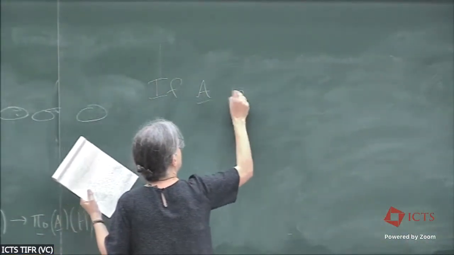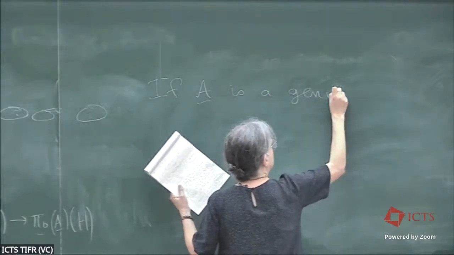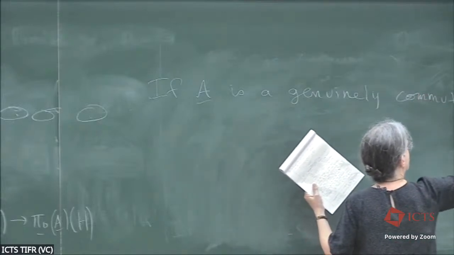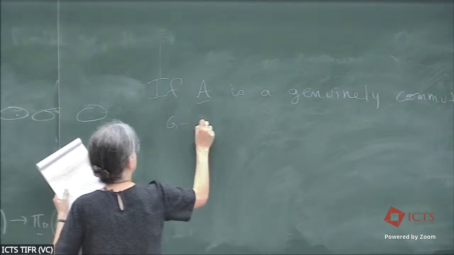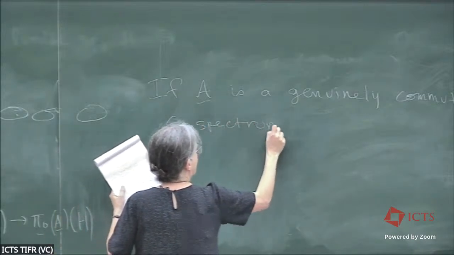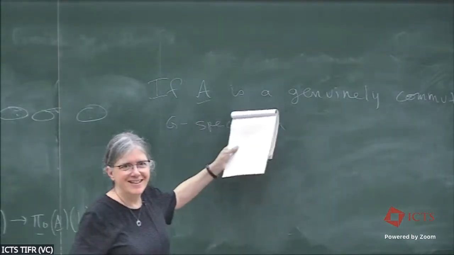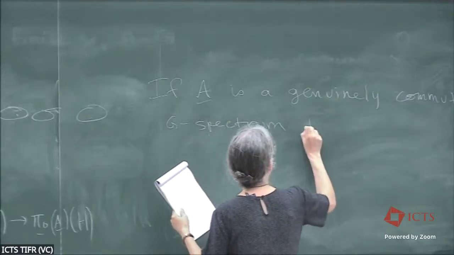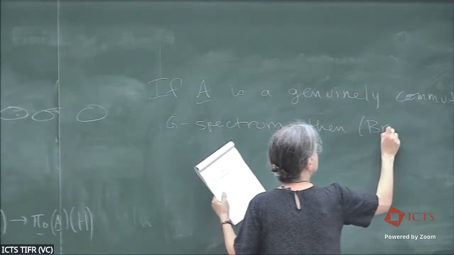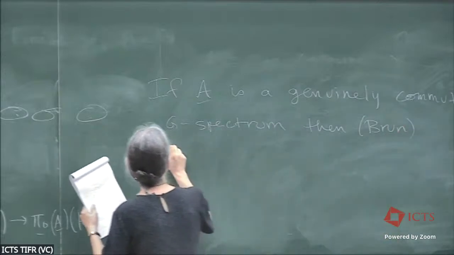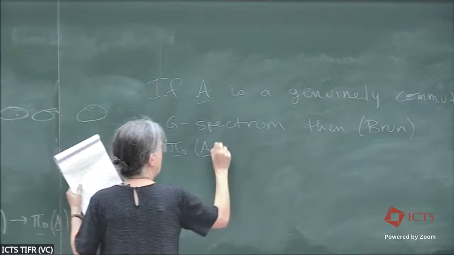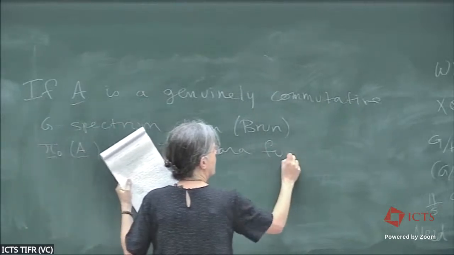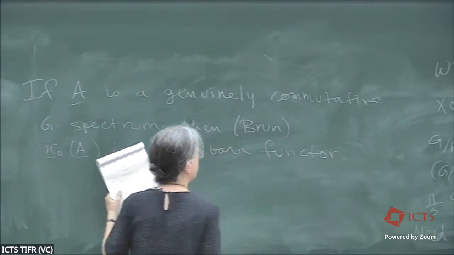If A is a genuinely commutative G spectrum, and we don't say genuine anymore because it's implied, but this is the fanciest thing. Then this is something that Morten Brun showed. Pi 0 underline of A is a Tambara functor. This is again something that came from representation theory.